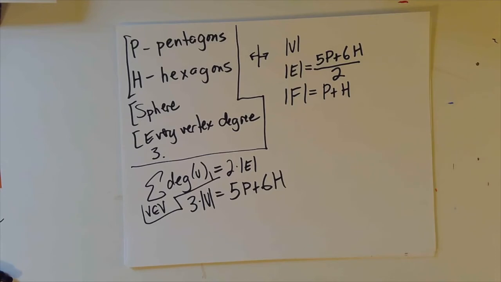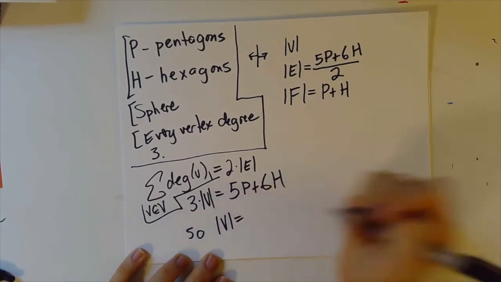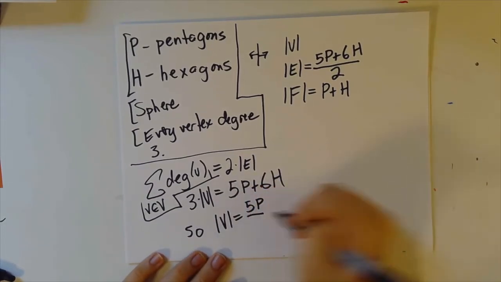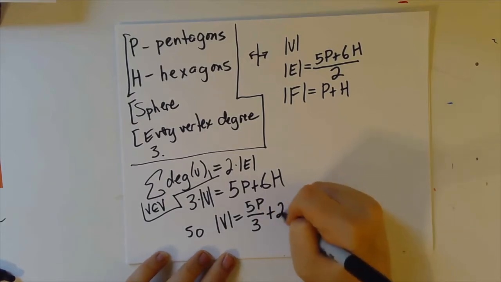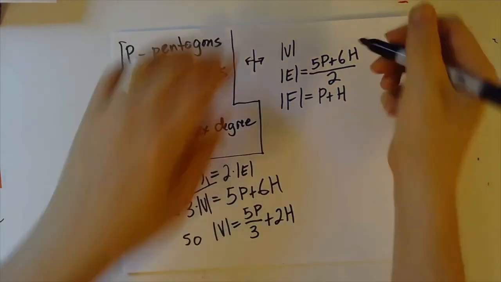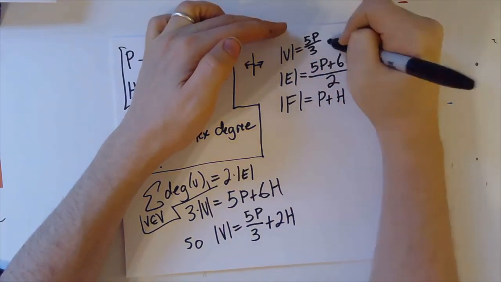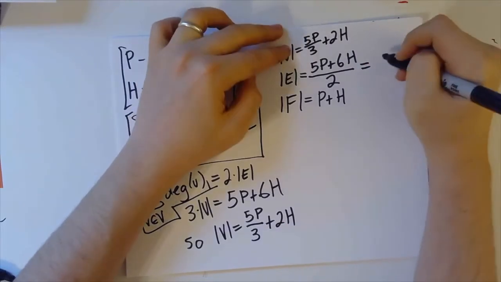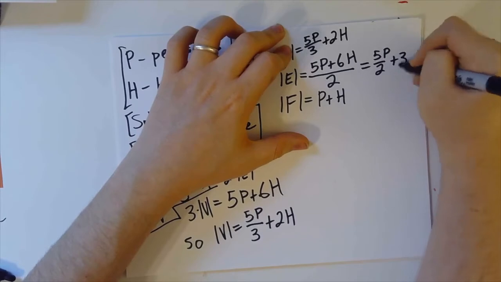So that means that the size of V is 5p over 3 plus 2h. So this is 5p over 3 plus 2h. And I might as well go ahead and simplify this similarly. This is 5p over 2 plus 3h.